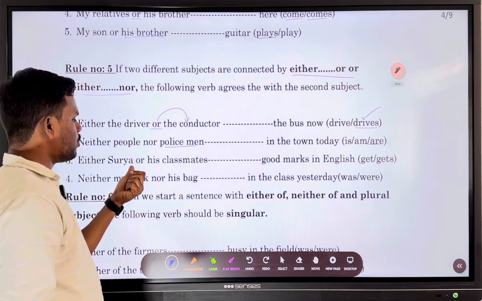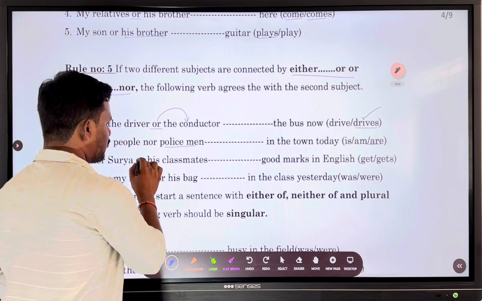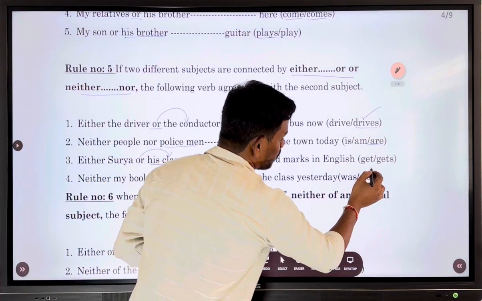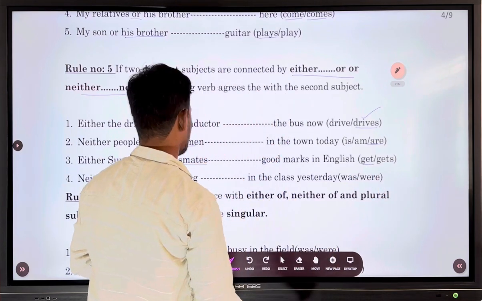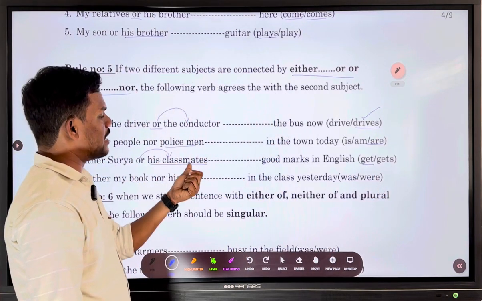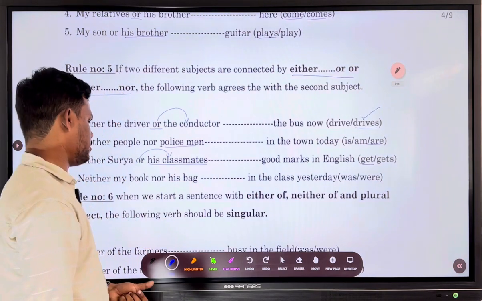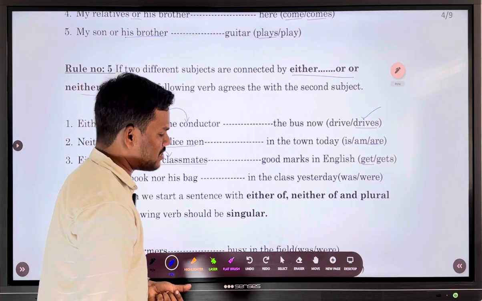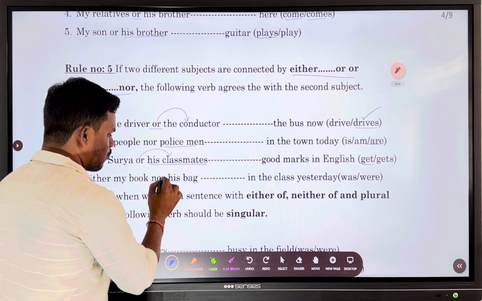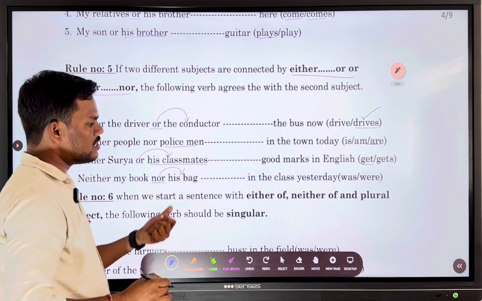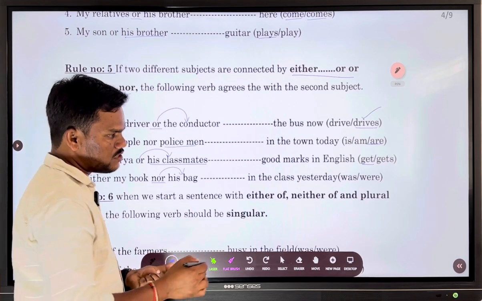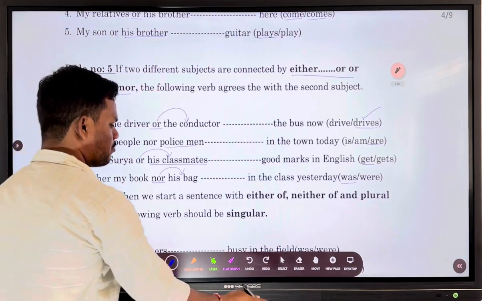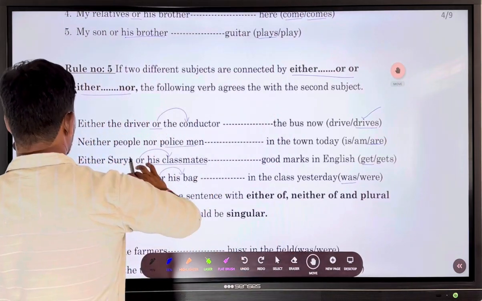Next, either Surya or his classmates. After or, we are taking a plural subject. So the verb is also going to be plural. That is nothing but get. Either Surya or his classmates get good marks in English. Next, neither my book nor his bag dash in the class yesterday. See, after nor, we are getting his bag. His bag is singular, right? That is why we'll have to take was in the class yesterday. So that is something about the fifth rule.